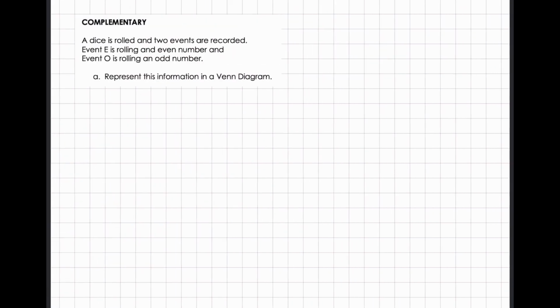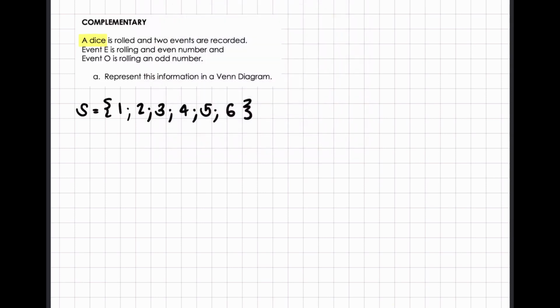Now I'm going to do an example of a complementary event. A dice is rolled and two events are recorded. Event E is rolling an even number and event O is rolling an odd number. Represent this information in a Venn diagram. So we have a dice. For our sample space of a dice, we know that our sample space are the values 1 to 6. I'm just going to jot those values down really quickly.